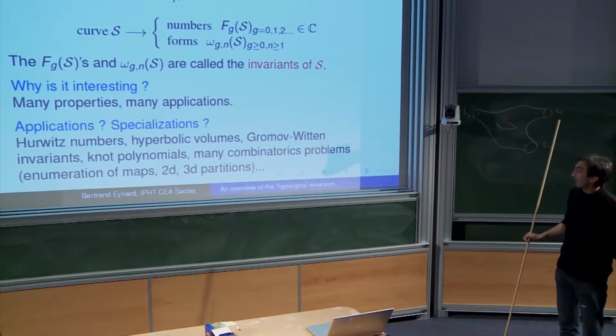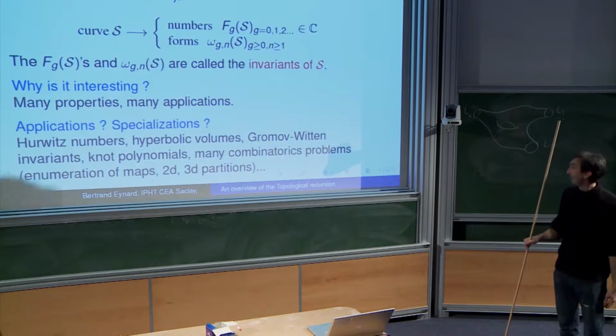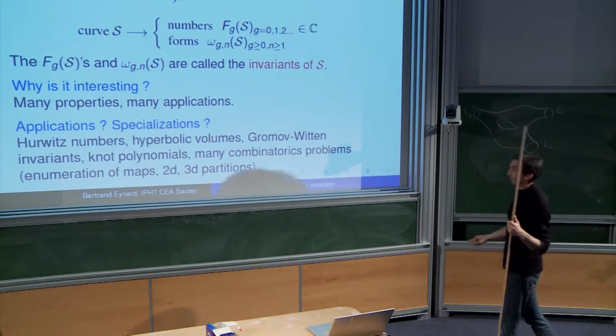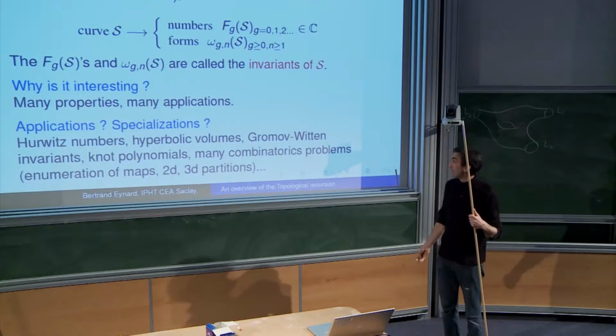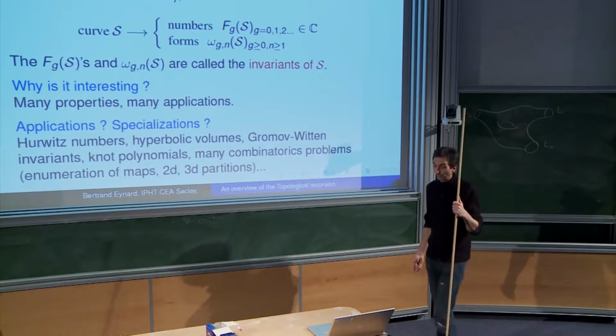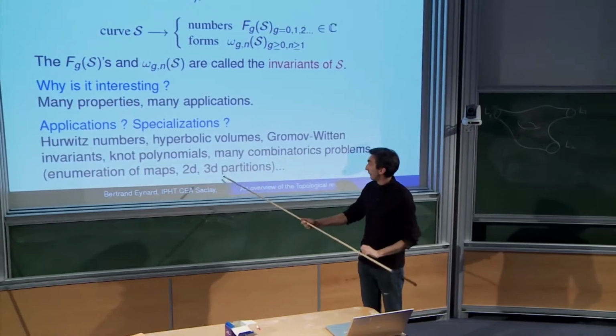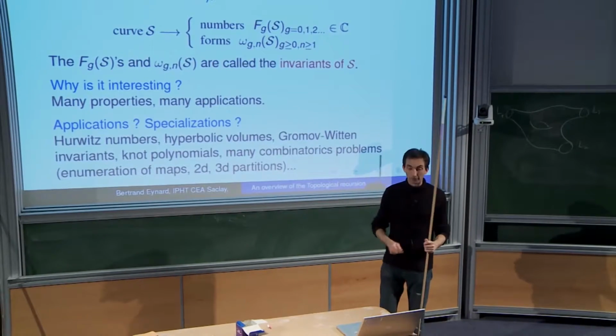Why does it appear in that story? It's not known, it's not even proved. It's only a conjecture, but we would like to understand it. And there are also many other problems, like counting 2D or 3D partitions, which are related to that.